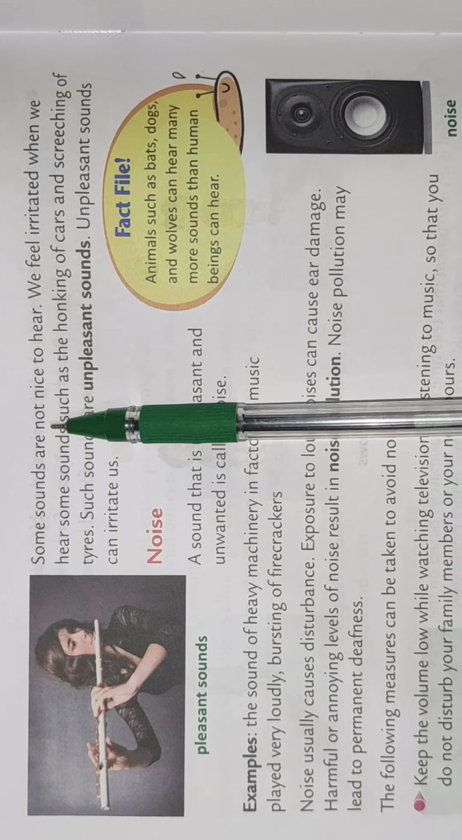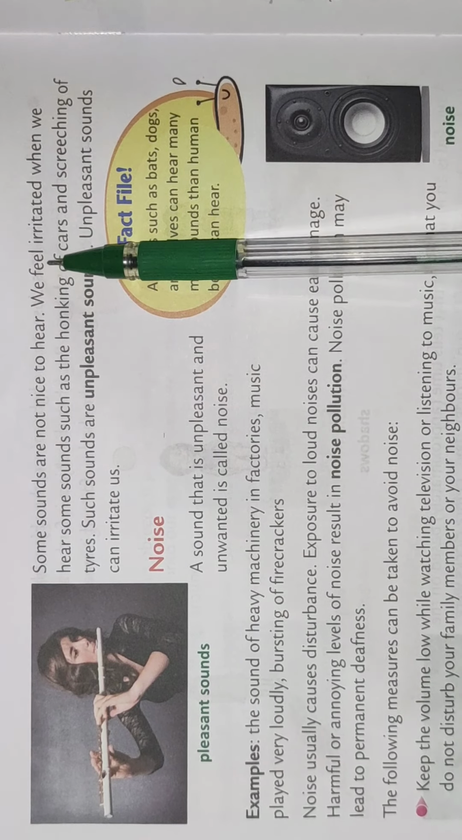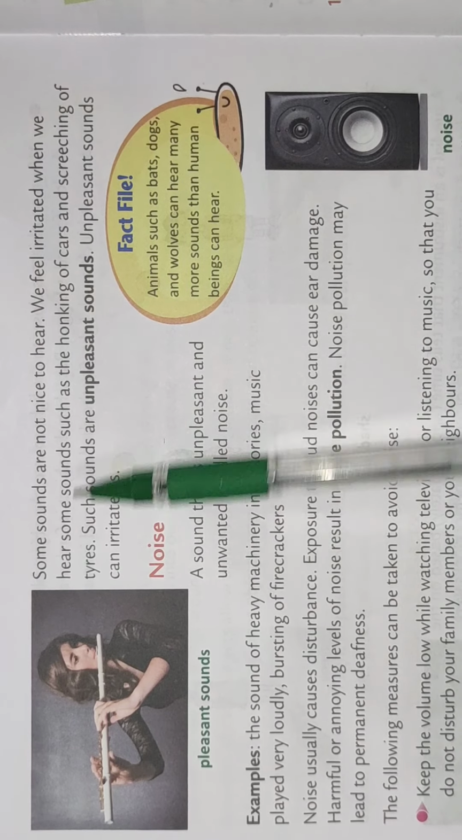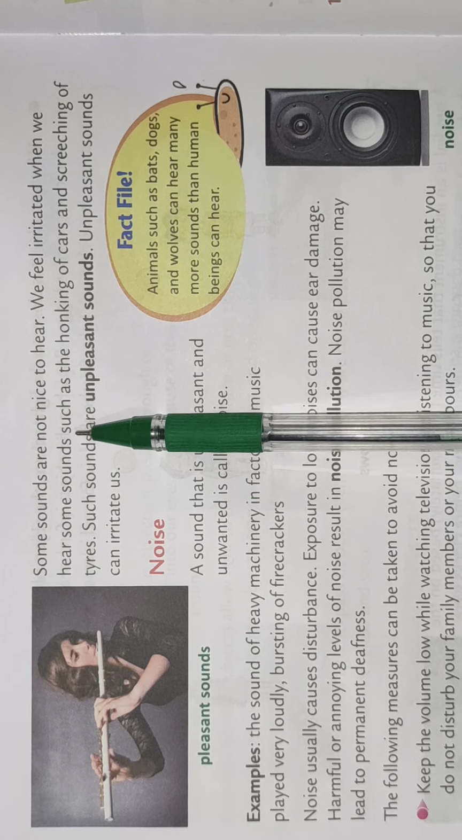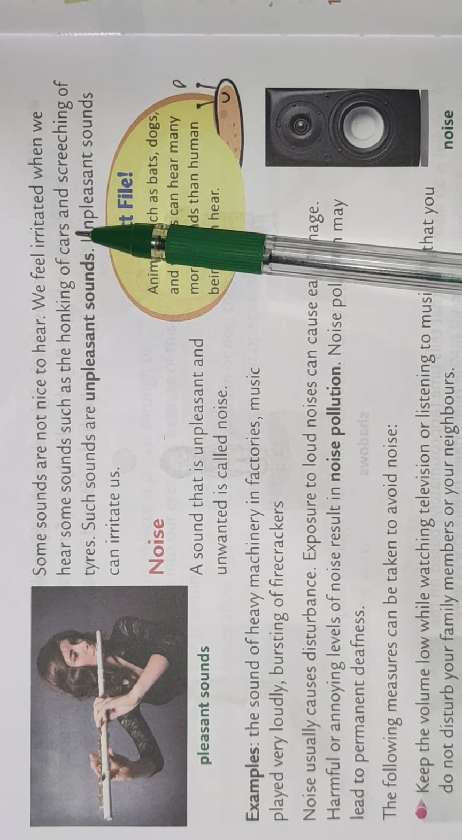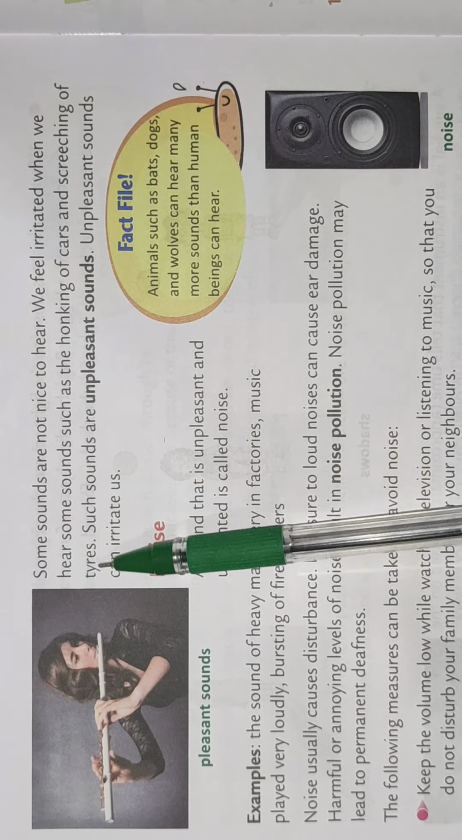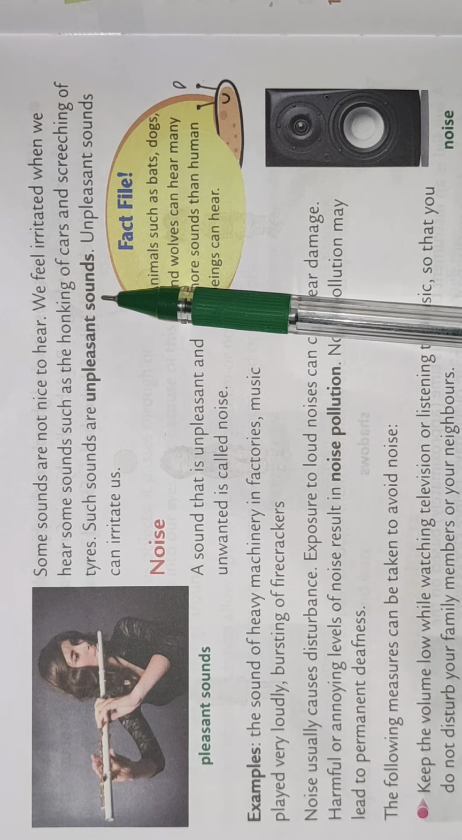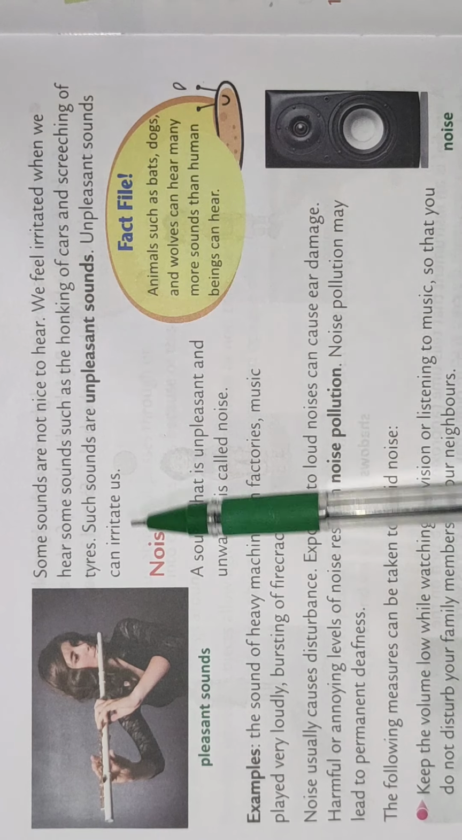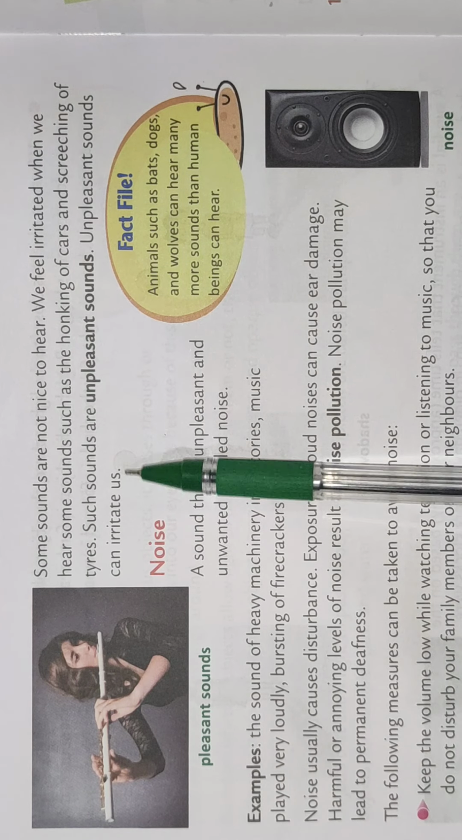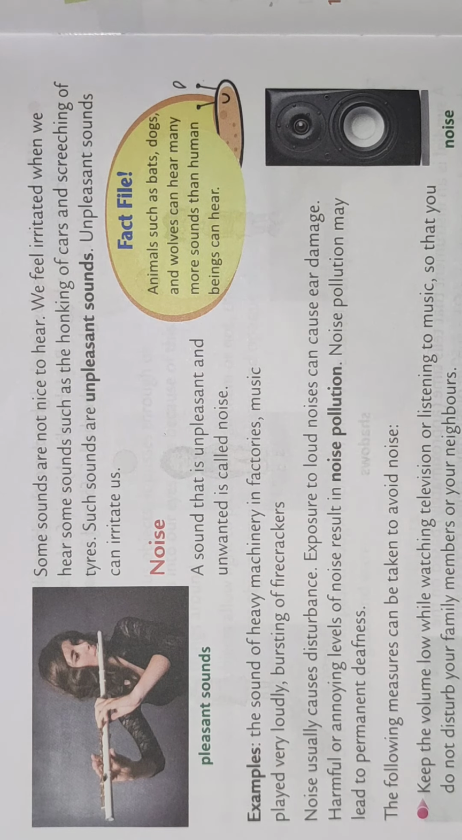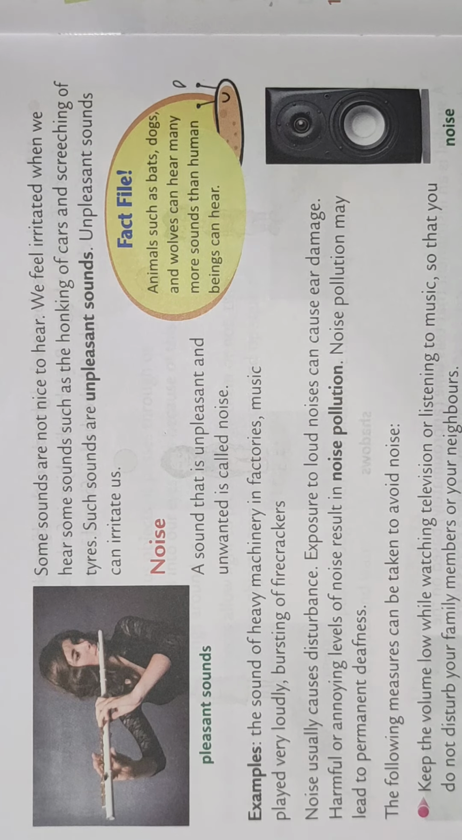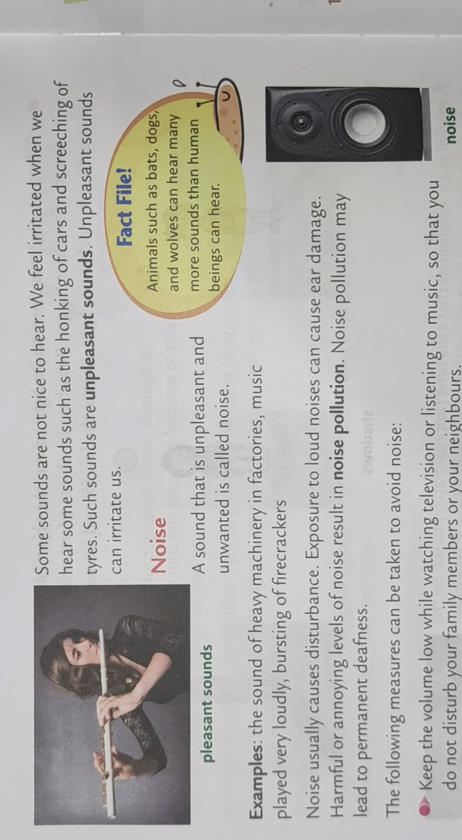Some sounds are not nice to hear. We feel irritated when we hear some sounds, such as the honking of cars and screeching of tires. Such sounds are unpleasant sounds. Unpleasant sounds can irritate us. So here we learn the two different types of sound: pleasant sound and unpleasant sound.